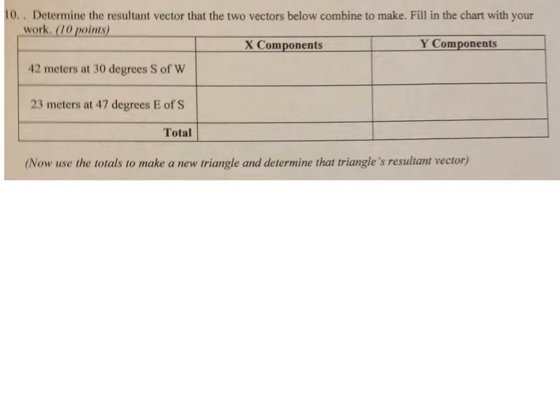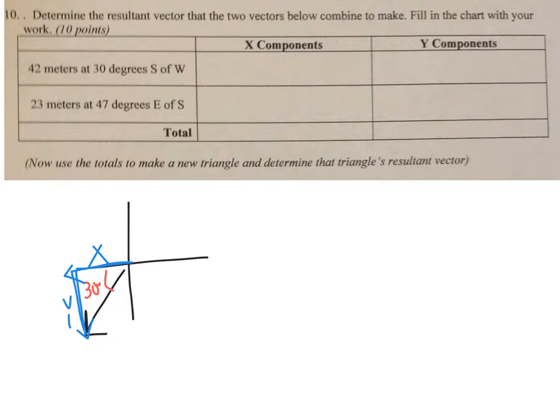Alright, so to start off with, let's sketch out our first vector. We have 42 meters at 30 degrees south of west. So I know a lot of you, it's helpful for you to draw that coordinate plane. So south of west, you're going to be down here in this quadrant, and that's going to be your angle right here will be 30 degrees. And so to make your triangle is going to be right here. Alright, so this would be your x horizontal, your y is vertical.